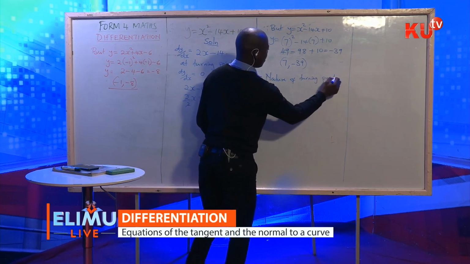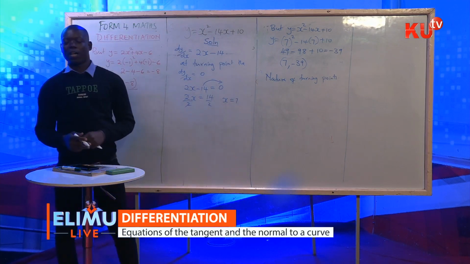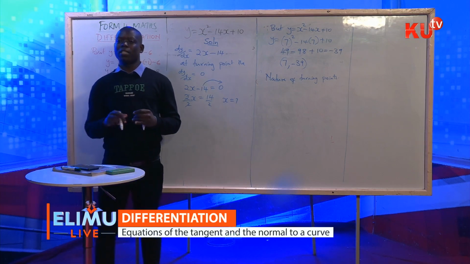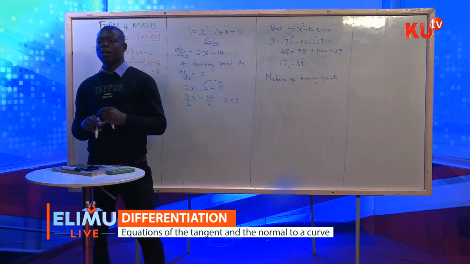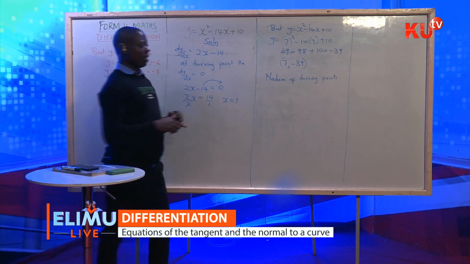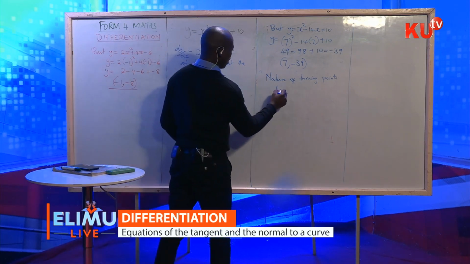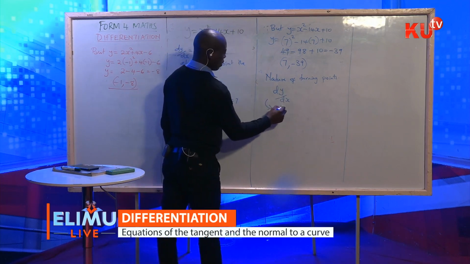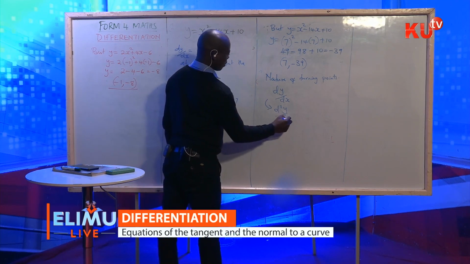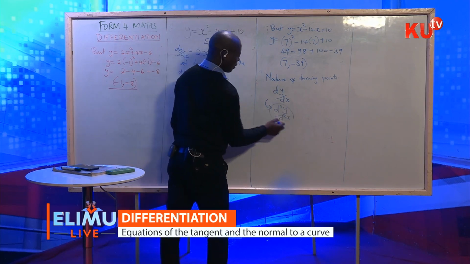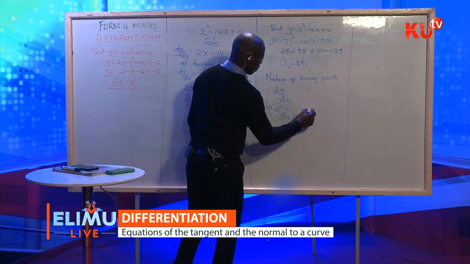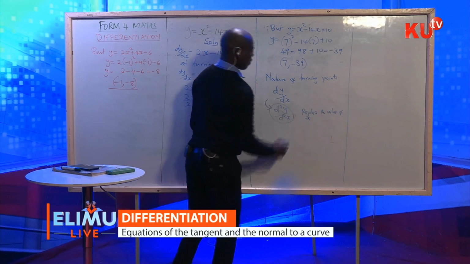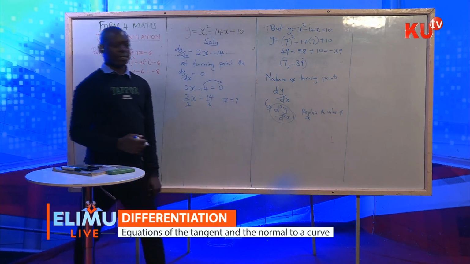Turning points. Once you've determined the points, you may be asked to get the nature of turning points. The simplest way to get the nature of turning points is simply to differentiate the function twice. So you find the derivative dy/dx and then obtain the second derivative with respect to x, and in the second derivative you replace in the value of x.